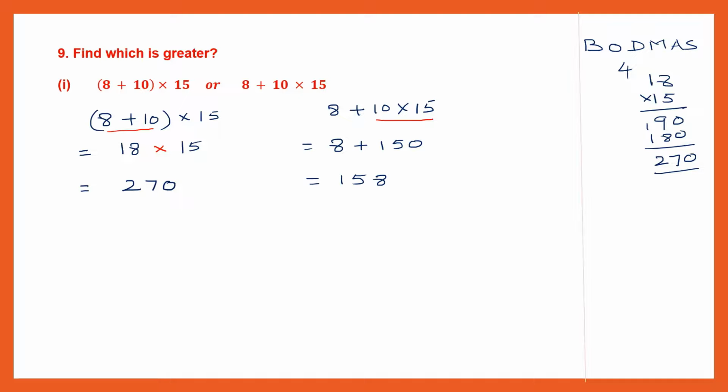Now can you see that though the numbers are the same, we have 8 plus 10 into 15. Here also we have 8 plus 10 into 15. But here the brackets have changed everything. Because the brackets have come there, our answer here is 270, whereas on the other side, our answer is 158. So this expression is greater than this. So we need to write 8 plus 10 within brackets into 15. Now this whole thing is greater than 8 plus 10 into 15 without brackets anywhere.